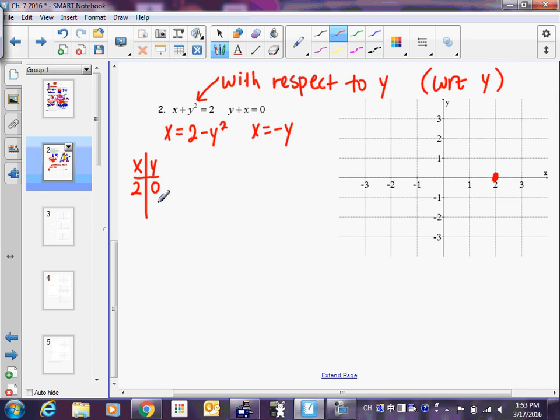All right, and again, I'm going to just kind of plug in some numbers. This is what you do when you're not quite sure how to graph and you don't have a calculator. This is what you have to do. So 2 minus 1 squared, that would be 1. And if y is negative 1, you get the same result. And so you can kind of see the shape of this parabola. If y is 2, 2 minus 2 squared, that's negative 2.